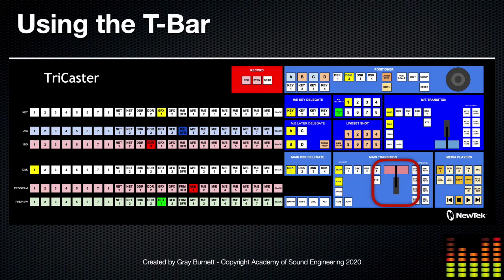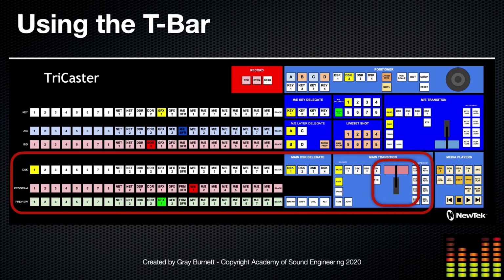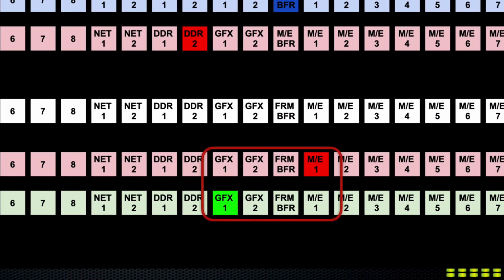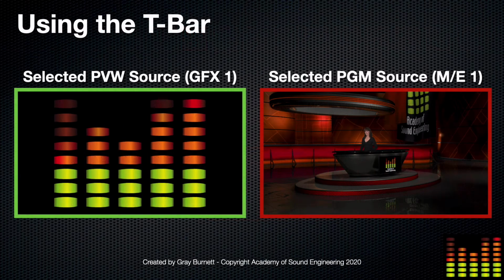When practicing using the TBar to transition between preview and program, or between A and B with MEs, it's worth focusing your attention to only the area that is being switched. So for this example, we're going to be working in the main area. ME1 has been chosen as the program source and GFX1 has been chosen as the preview source. So the Academy of Sound Engineering logo is our GFX source as preview, and the virtual set is our ME source.